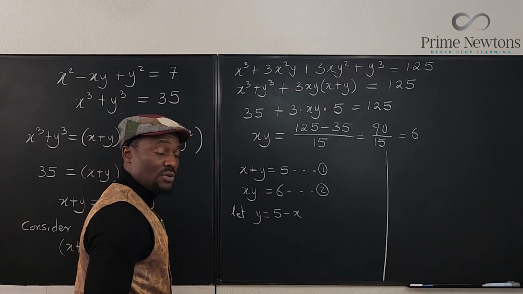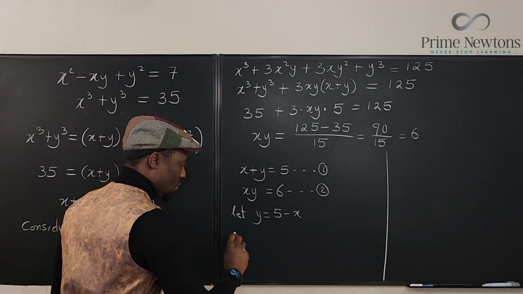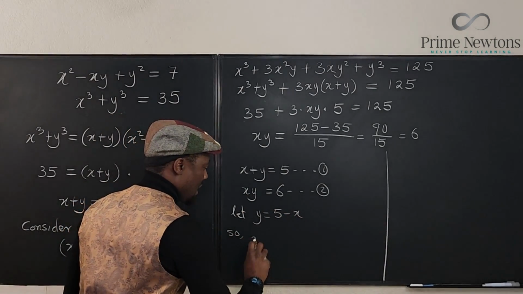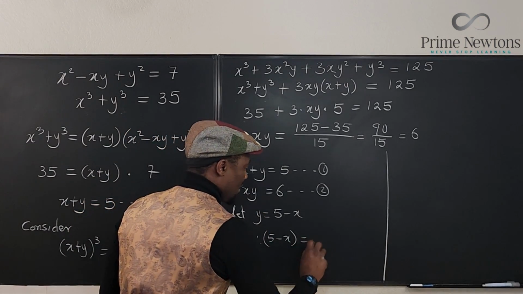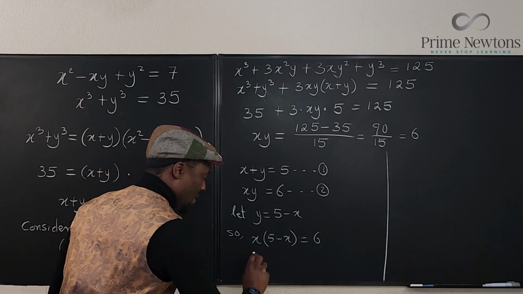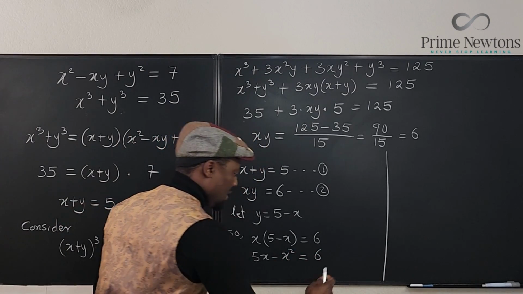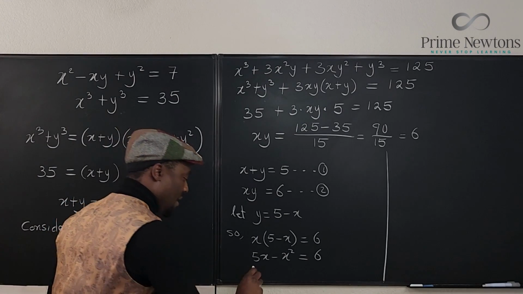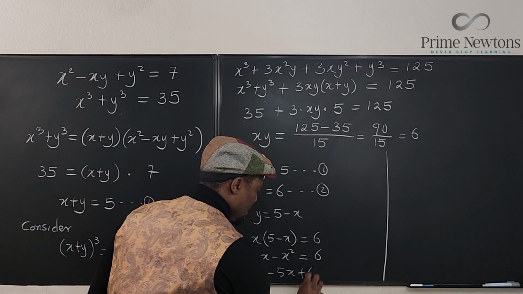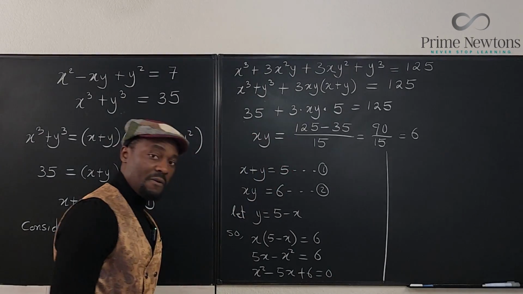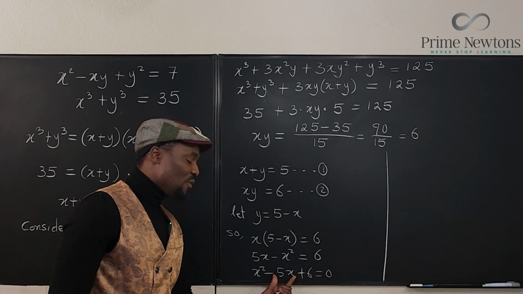From the first equation, I can plug 5 minus x into the second equation. So x times y will be x times (5 minus x), which is equal to 6. So I have 5x minus x squared equals 6. And if I rearrange everything, I'm going to end up with x squared minus 5x plus 6 equals 0. And we come back to the same question I asked when you solve this mentally. How would you factor this?